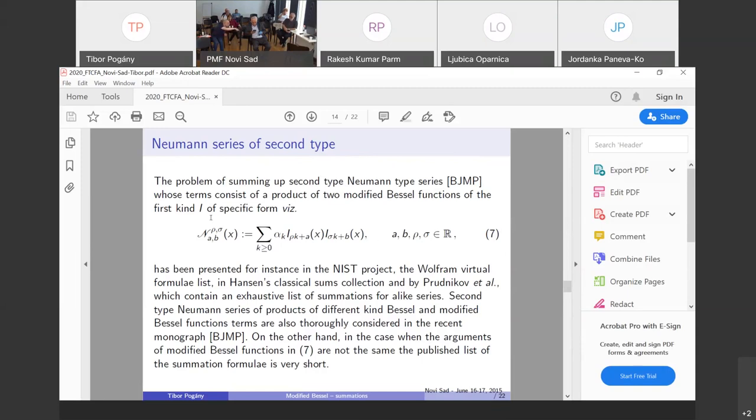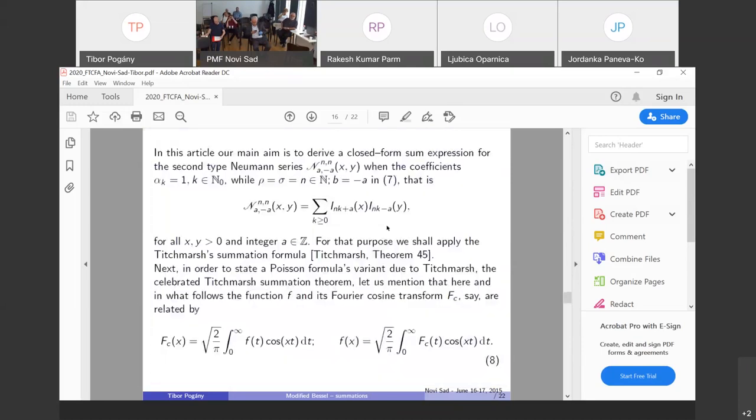We considered earlier similar questions in our recent monograph with Barić, Árpád and Dragana Jankov and myself. And there we got some integral form of this kind of series, but in that study we just considered special alpha k coefficients in 7. So our tool will be applied to the next: n upper indices, lower indices a minus a. You can see how they are connected now when n and a are integers.